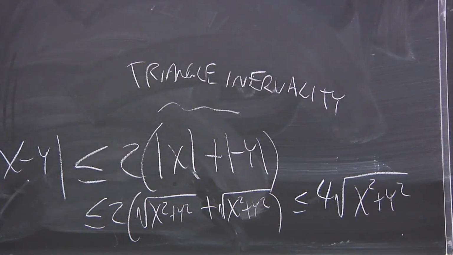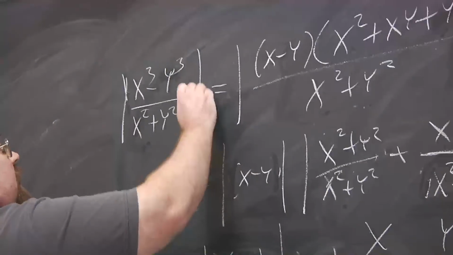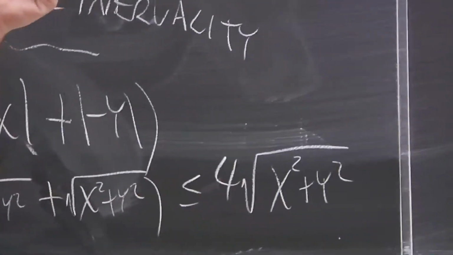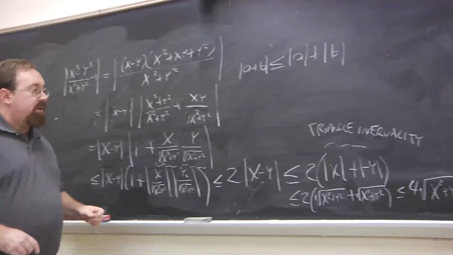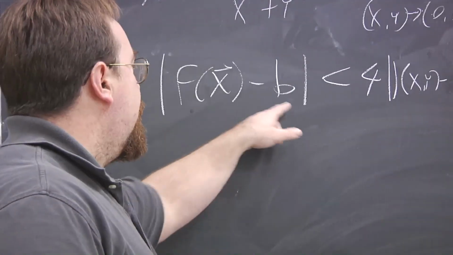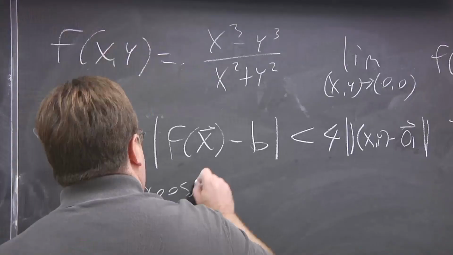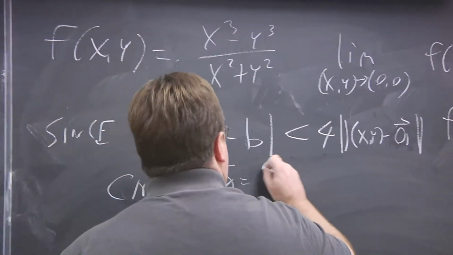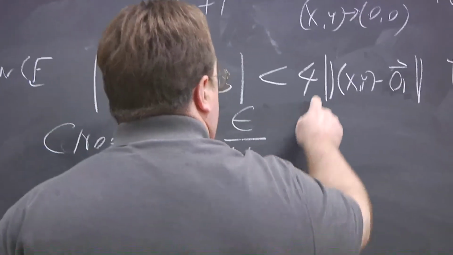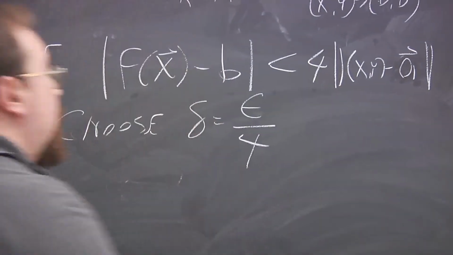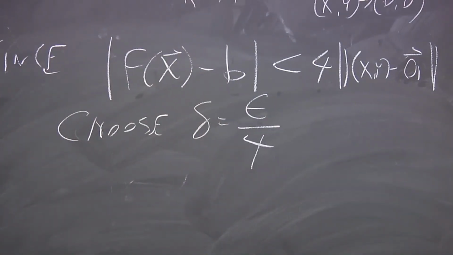So now we've shown that the gap between this function and 0 is less than or equal to 4 times the distance between the point (x, y) and (0, 0). So what we can do to wrap this up, the difference in y values is less than 4 times the distance between x values. We can choose delta to be epsilon over 4. So whatever we have here, we take the inverse relationship, so we're going to divide by 4 in this case.